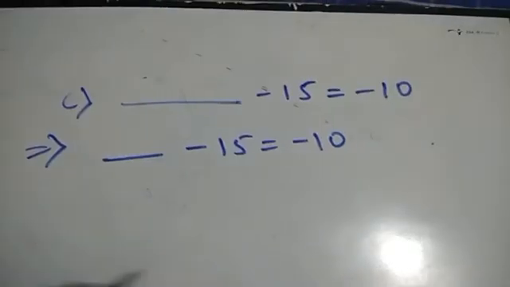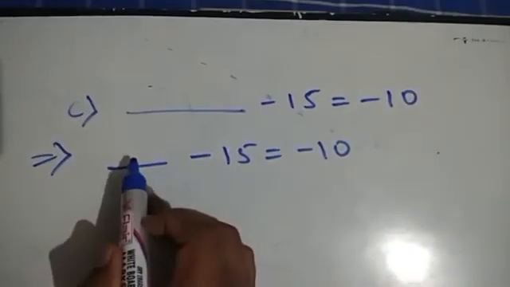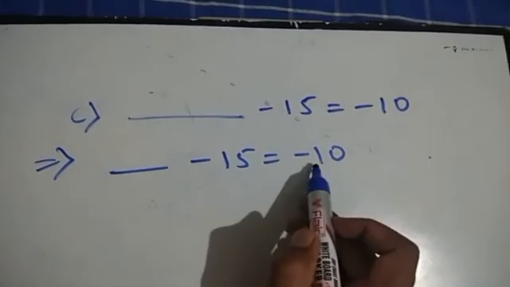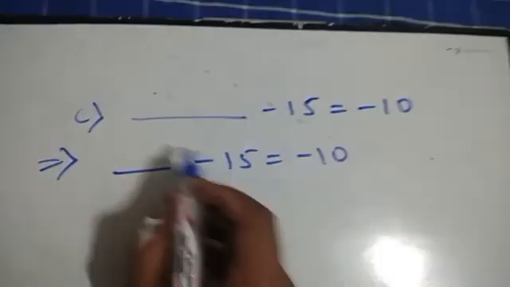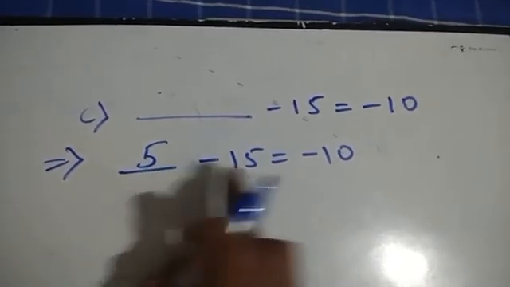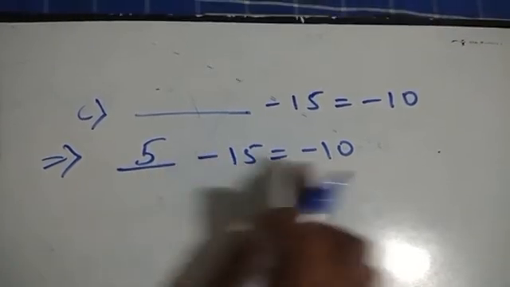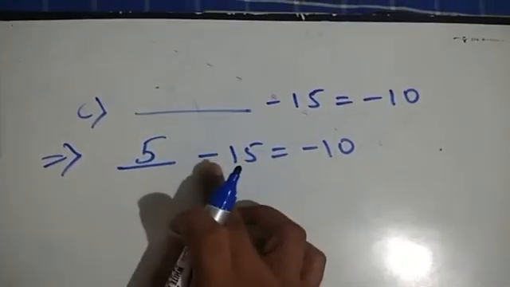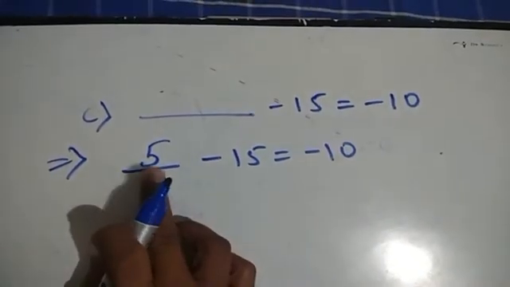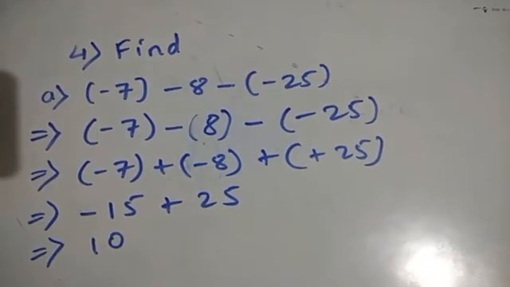Let's see one more question. Dash minus 15 is equal to minus 10. It means we have to find one integer from which, when we subtract minus 15, the answer will be minus 10. So that number will be plus 5. As one integer is positive, another one is negative, we have to subtract. 15 minus 5 is what? 10. And the greater number has a minus sign. Therefore the answer will carry a minus sign. So what will be that number? Plus 5.